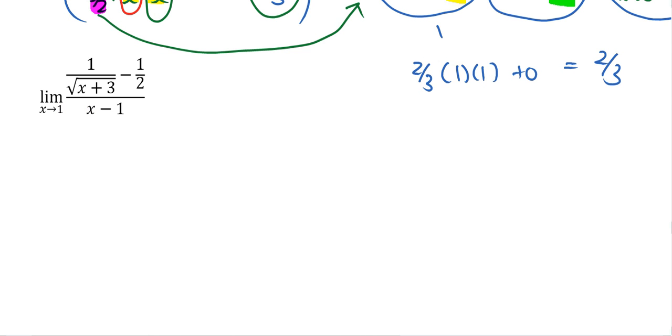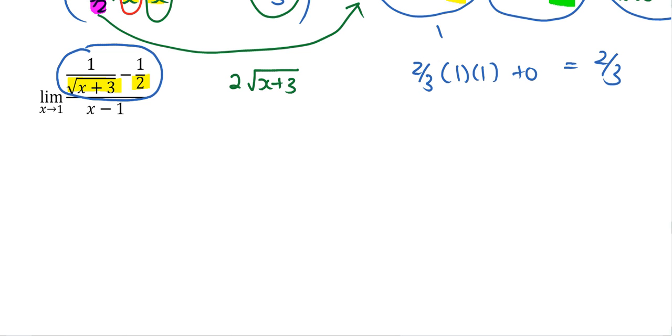So for a question like this, you're going to have to play around with it until you get an expression where you can use direct substitution. The way I would do this kind of problem is focus on the numerator first and simplify it. On my numerator, I have these fractional expressions, and look at my denominators there: I have the square root of x plus 3 and 2. What you want to do is get a common denominator. Your common denominator in this case would simply be 2 times the square root of x plus 3.